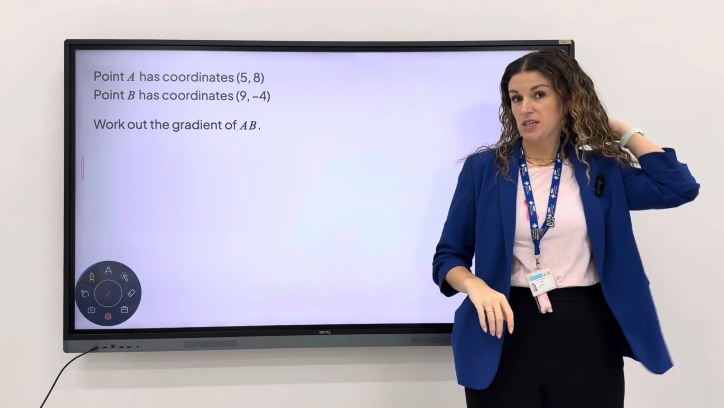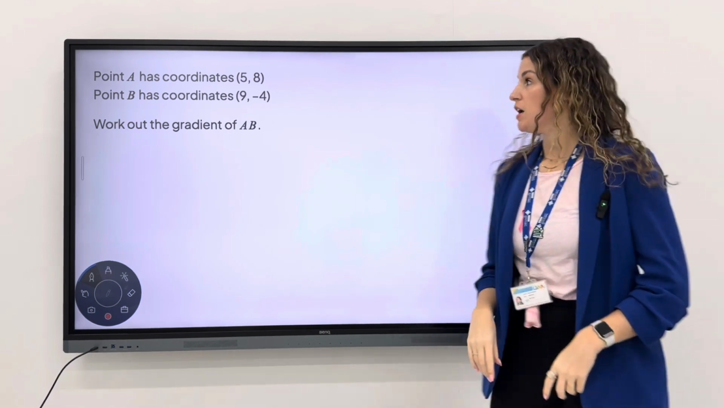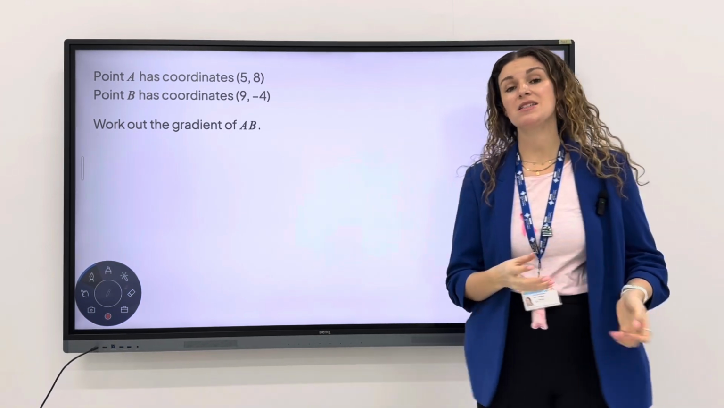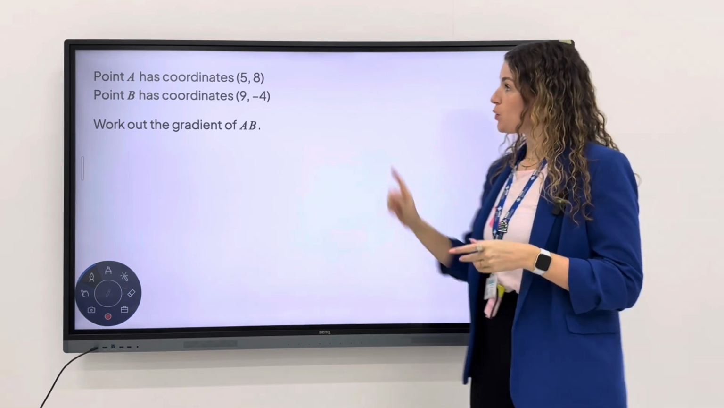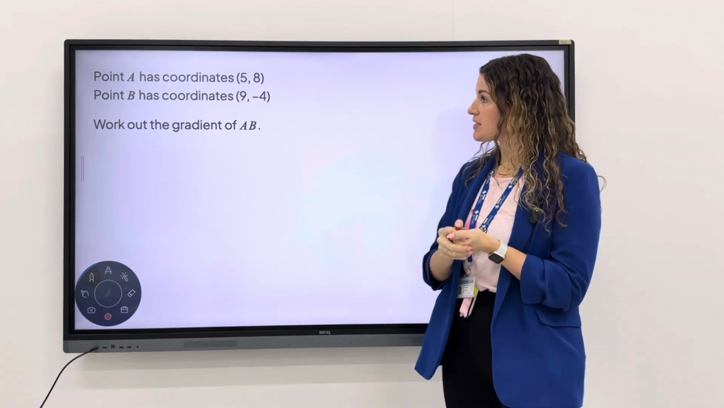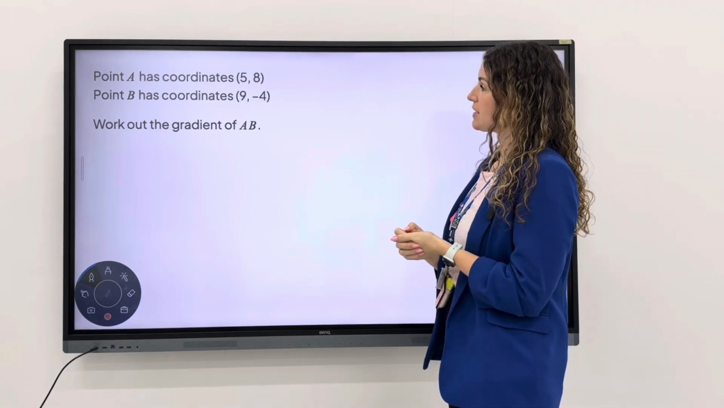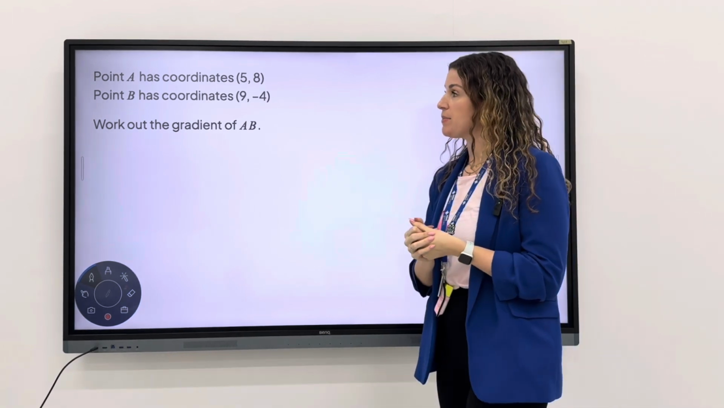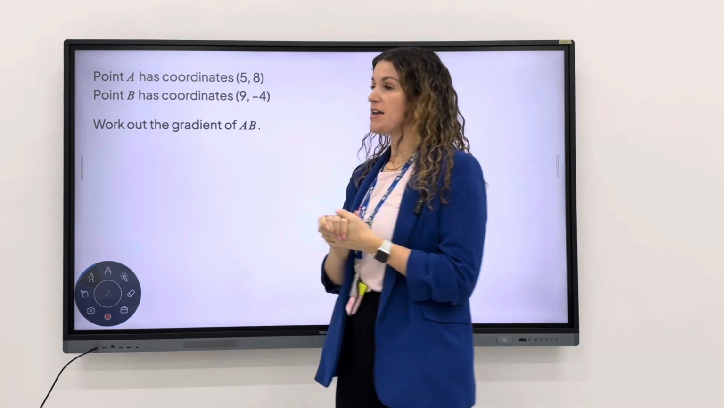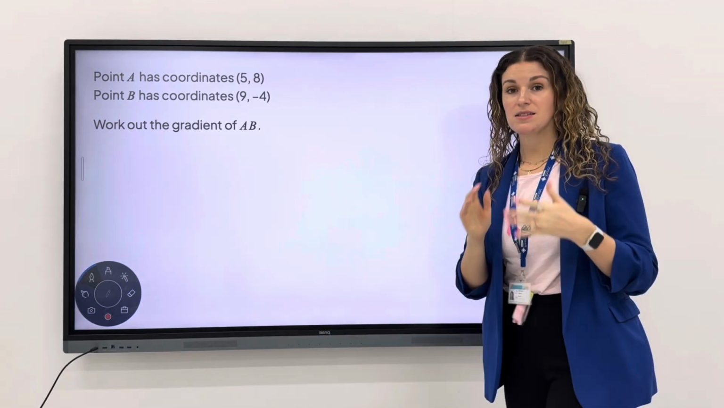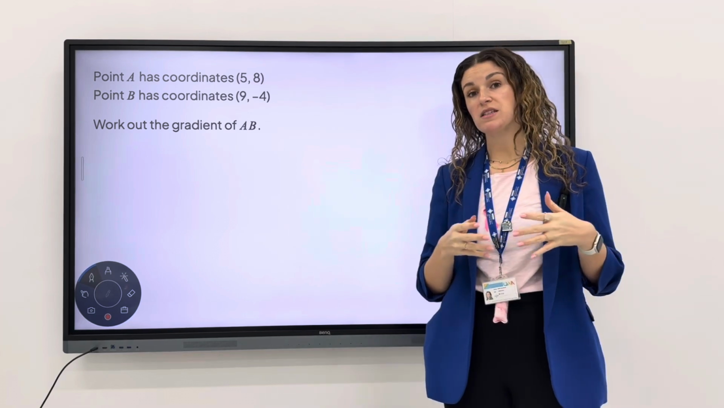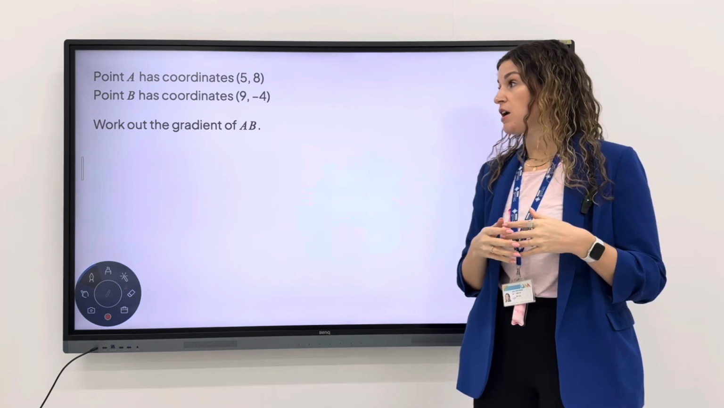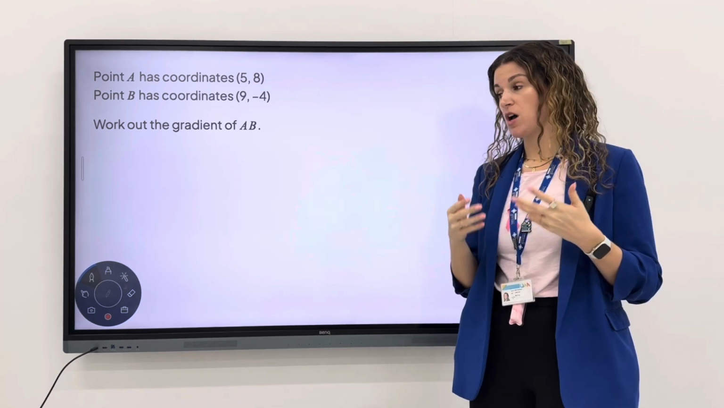Okay, welcome back to the coordinate geometry series. A really important question is how to find the gradient of a line given 2 points. So point A has coordinates 5, 8, and point B has coordinates 9, -4, and we are being asked to work out the gradient of AB. So again, this is a formula. It is given to you. Just make sure you practice using those formula booklets and get to know what the different formulas are, okay?